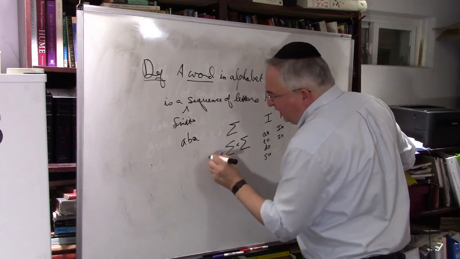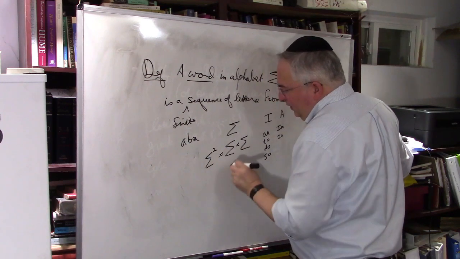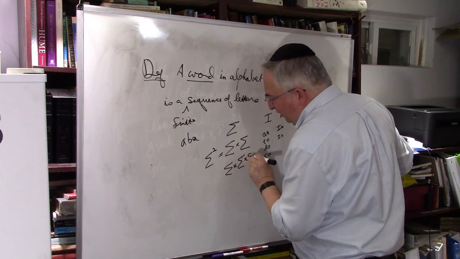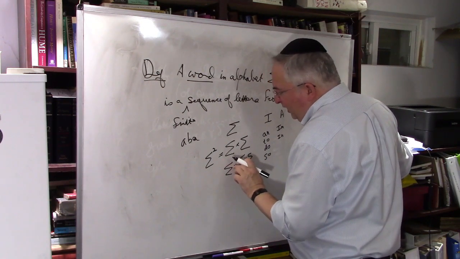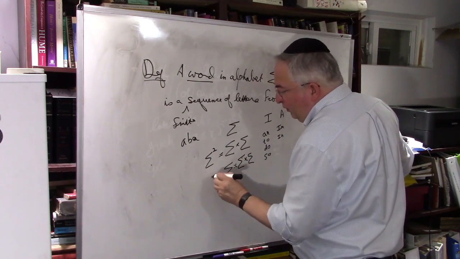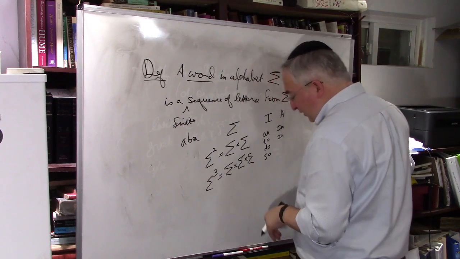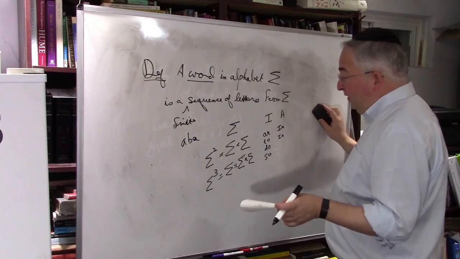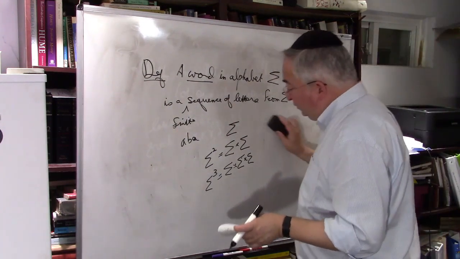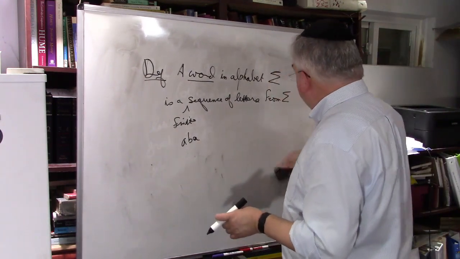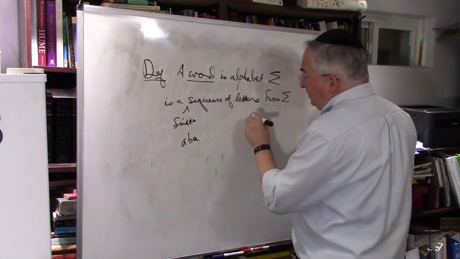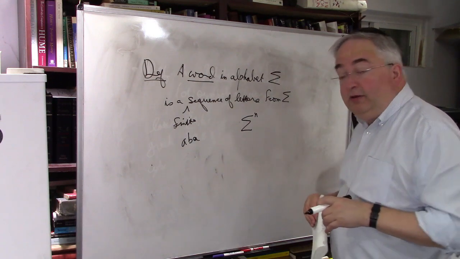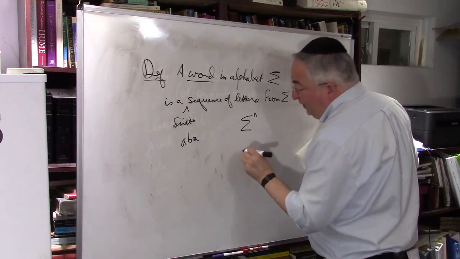We might write this as sigma squared. Then there are words of length 3, triples of letters, which we can write like that. There are a lot of English words that are triples of letters, but again, we're not talking about English yet. In general, we can write this as sigma n. These are words of length n, n-tuples of letters.